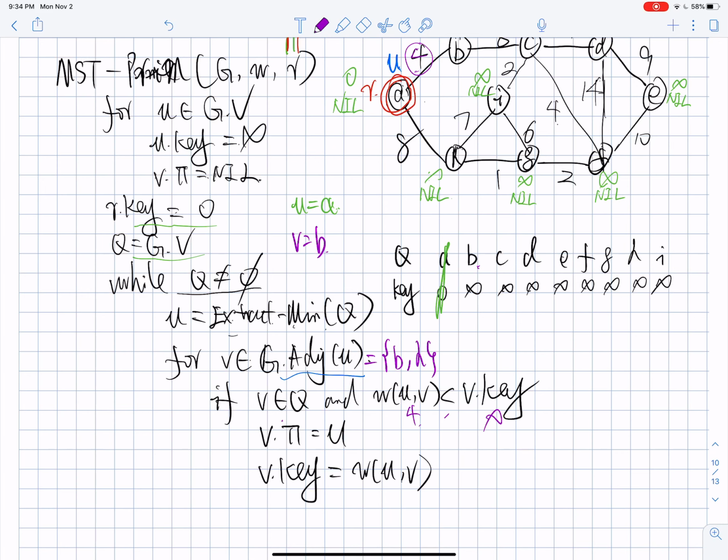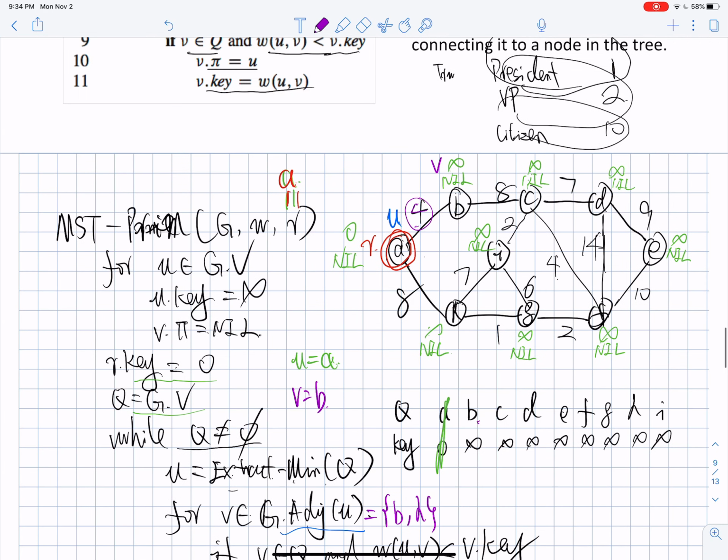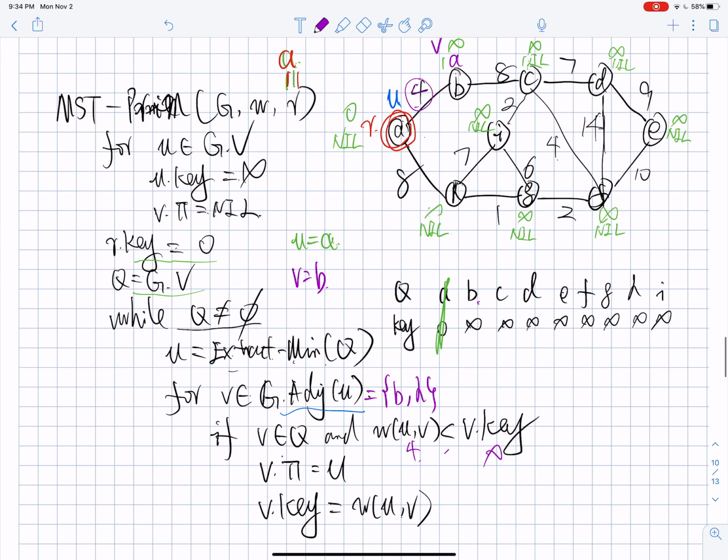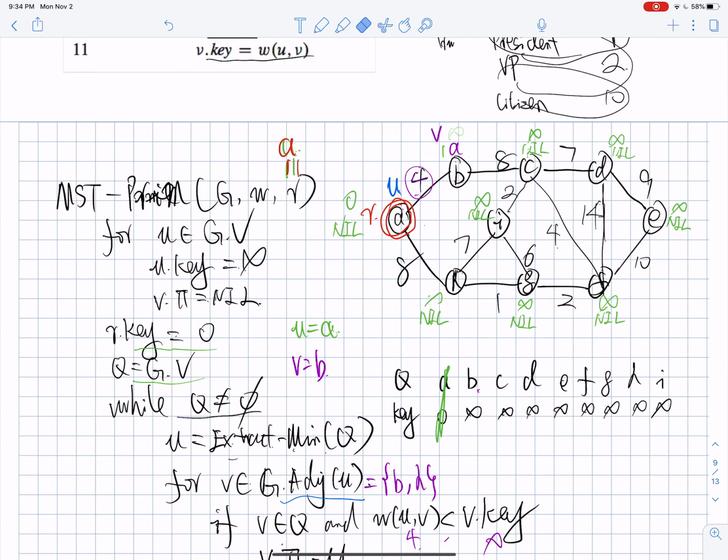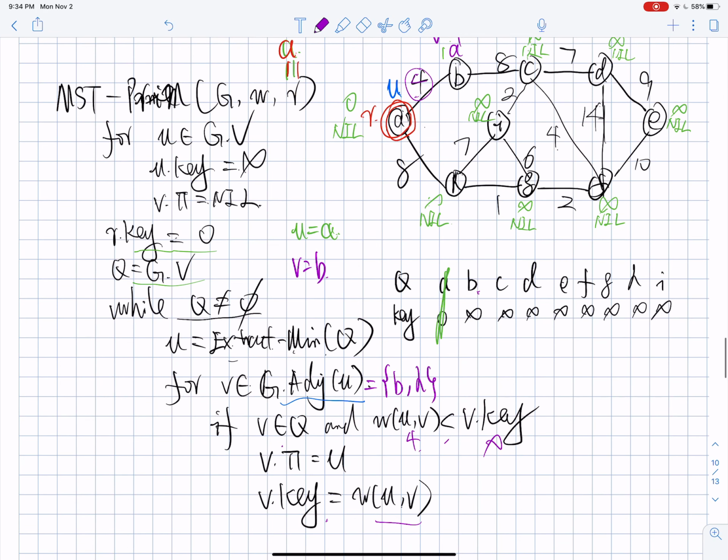So we set v dot pi as u. We're going to modify its parent as u, which is a. So it has its parent as a, and we're going to set its key as wuv. Wuv is 4, so we set its key as 4. Okay, so then we just finish the round with v equal to b.